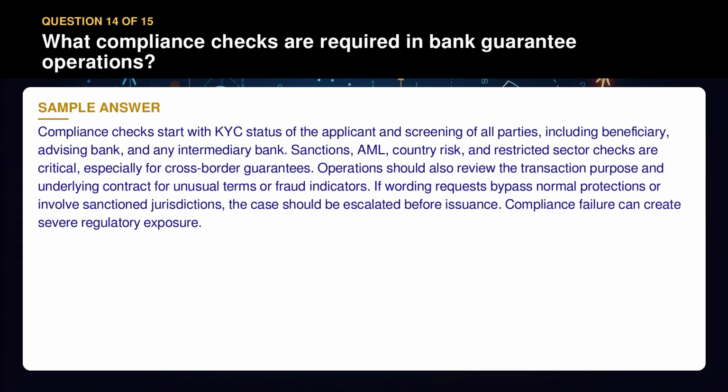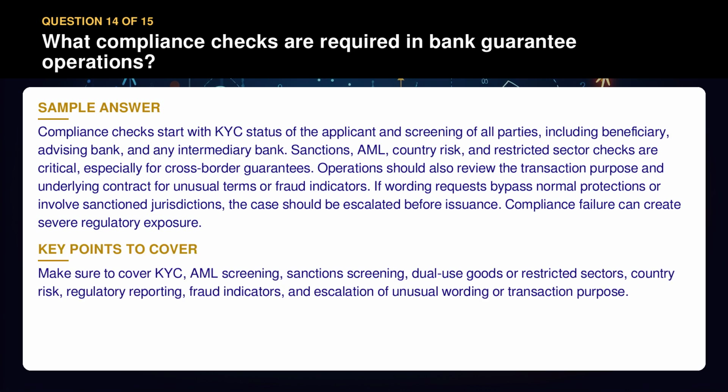Operations should also review the transaction purpose and underlying contract for unusual terms or fraud indicators. If wording requests bypass normal protections or involve sanctioned jurisdictions, the case should be escalated before issuance. Compliance failure can create severe regulatory exposure. Make sure to cover KYC, AML screening, sanction screening, dual-use goods or restricted sectors, country risk, regulatory reporting, fraud indicators, and escalation of unusual wording or transaction purpose.